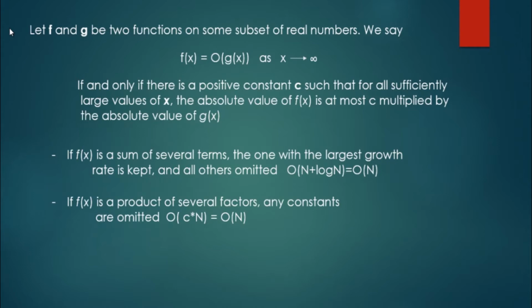And there are two important rules. If f(x) is a sum of several terms, the one with the largest growth rate is kept and all others omitted. For example, we have O(n + log n). Because n is bigger as far as the growth rate is concerned, it's going to be equal to big O of n. And if f(x) is a product of several factors, any constants are omitted, so a constant multiplied by n equals O(n).